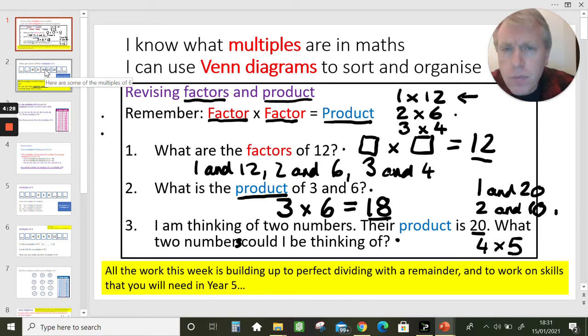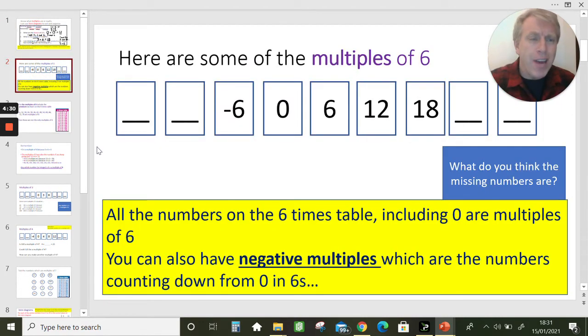Okay, so just remind ourselves, we're looking at this word multiples. And when we say the word multiples, we can probably hear it's something to do with multiplying. That makes sense. Multiples, multiply, multiplication. Okay, so here are some of the multiples of 6. Well, I've got a number track here. Can you see it? 0, 6, 12, 18. These are some of the multiples of 6.